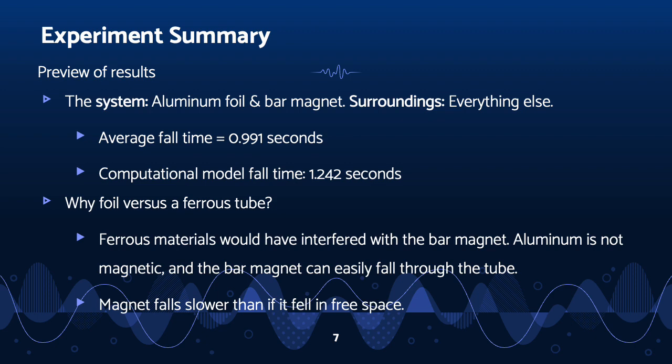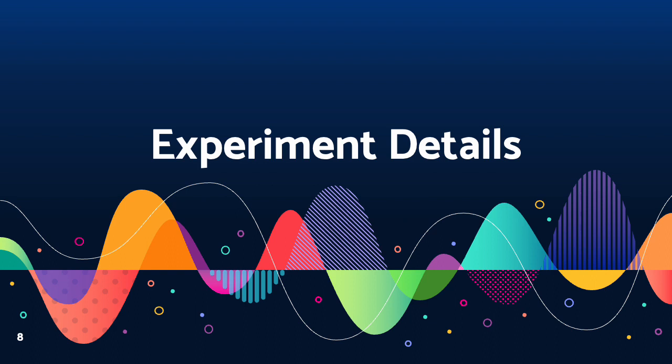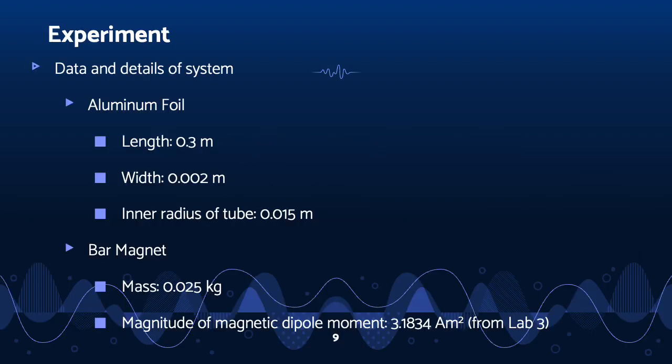Why foil versus a ferrous tube? Ferrous materials would have interfered with the bar magnet, and aluminum is not magnetic, so the bar magnet can easily fall through the tube. And one of my observations was that the magnet falls slower than if it fell in free space. Now on to experiment details.